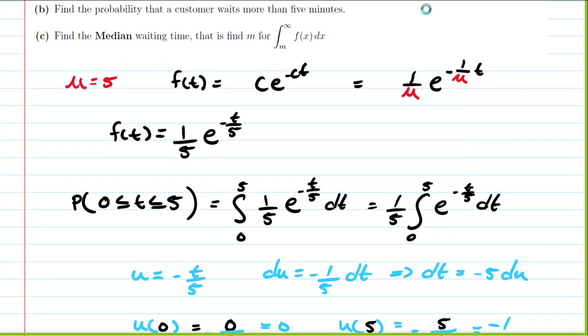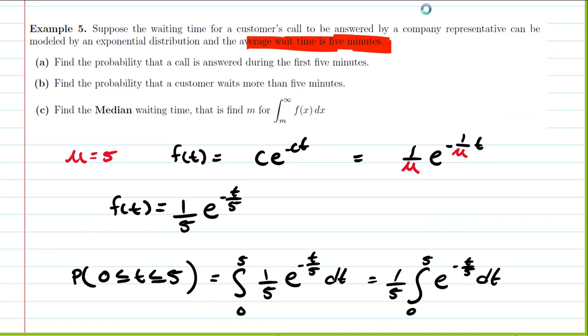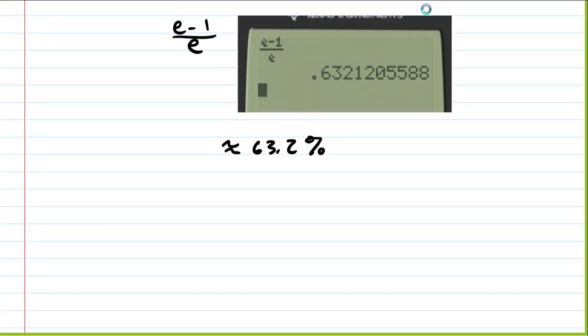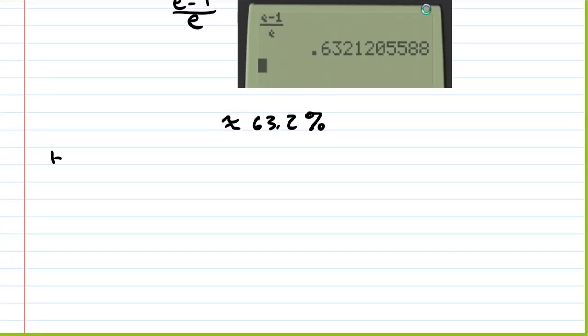All right, so that's part A. Part B says find the probability that a customer waits more than 5 minutes. How are we going to calculate this? So for part B, we want the probability that they wait more than 5 minutes. So x, or t, is greater than or equal to 5.